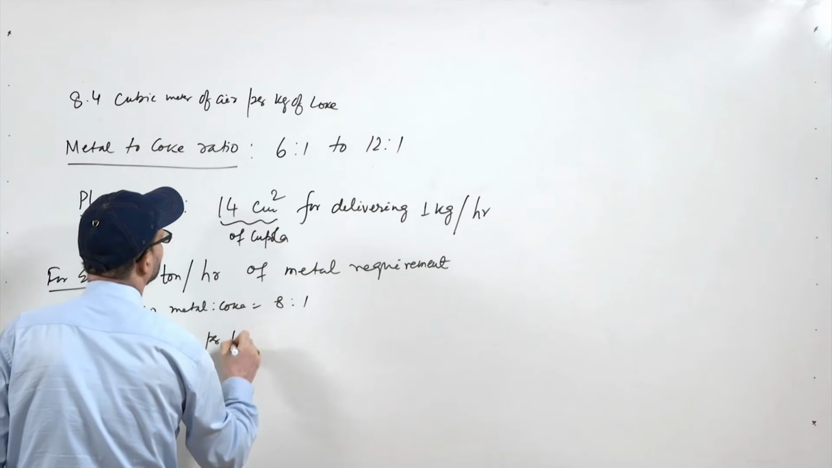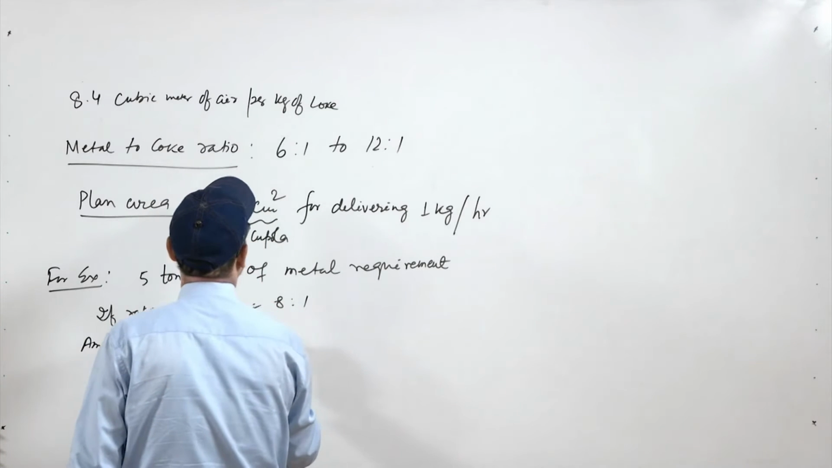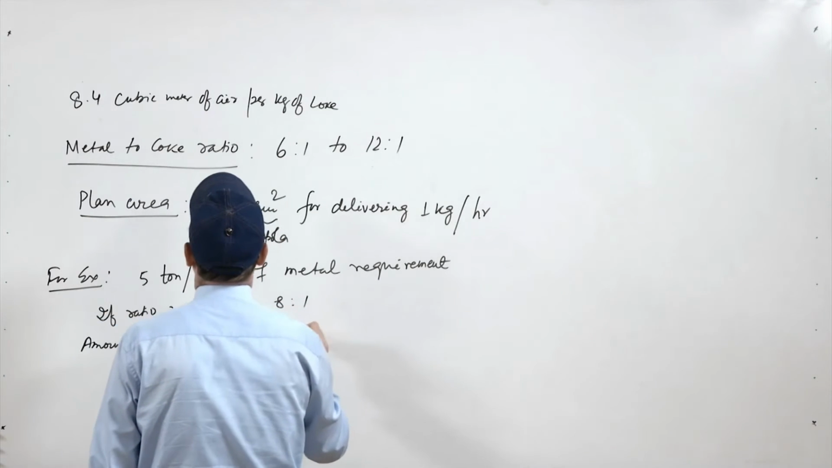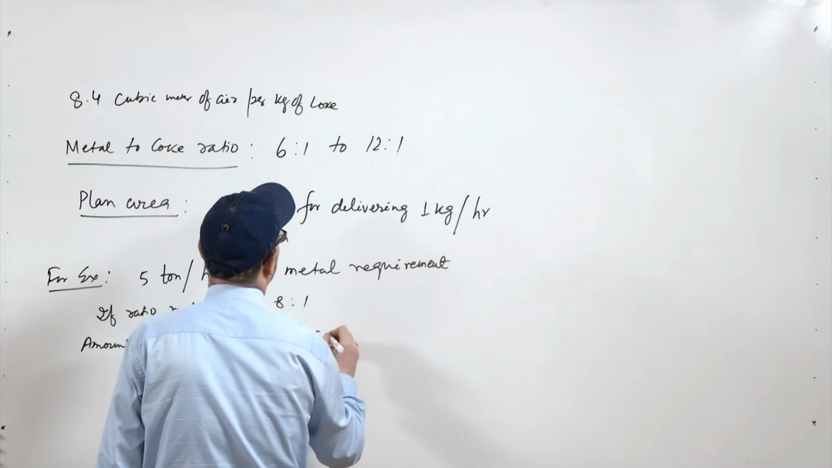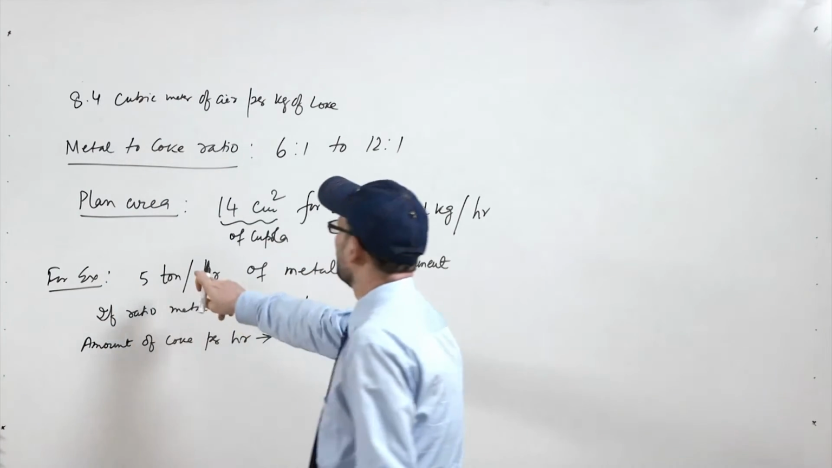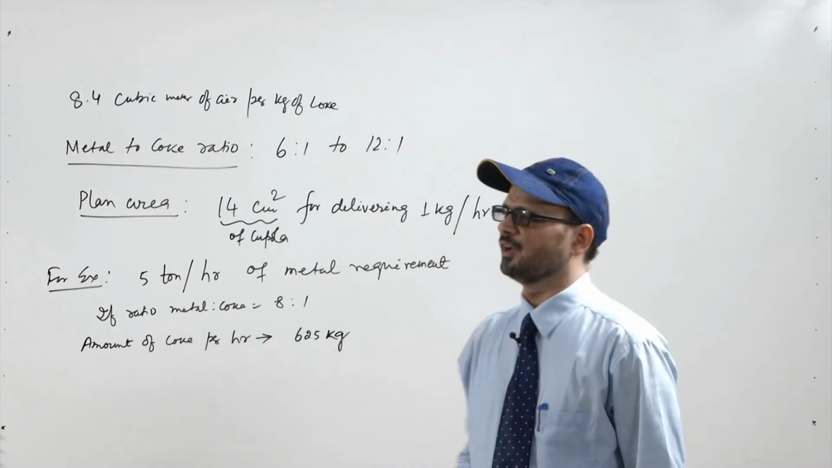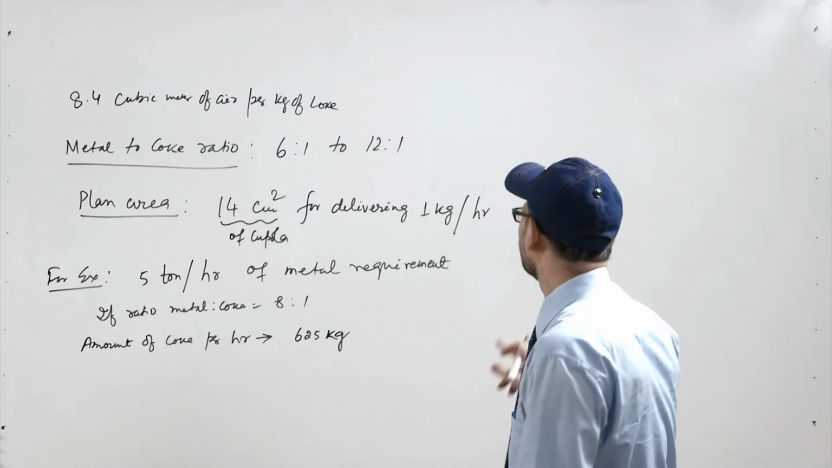per hour, that will be 625 kg. So, that is 5000 kg upon 8. So, that is 625 kg.